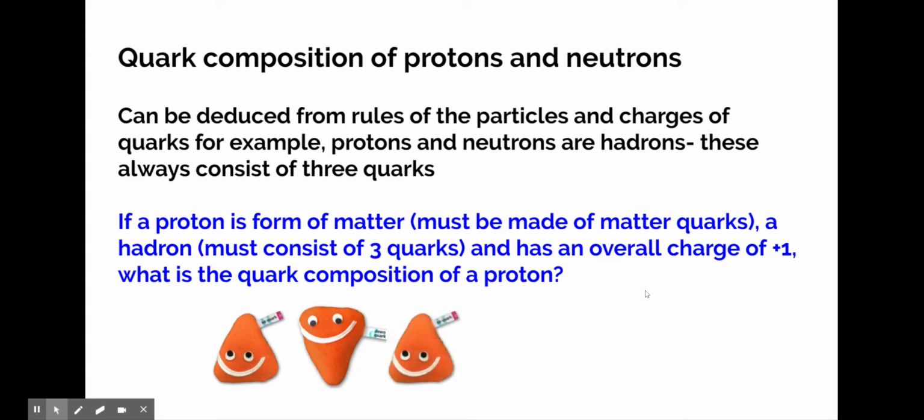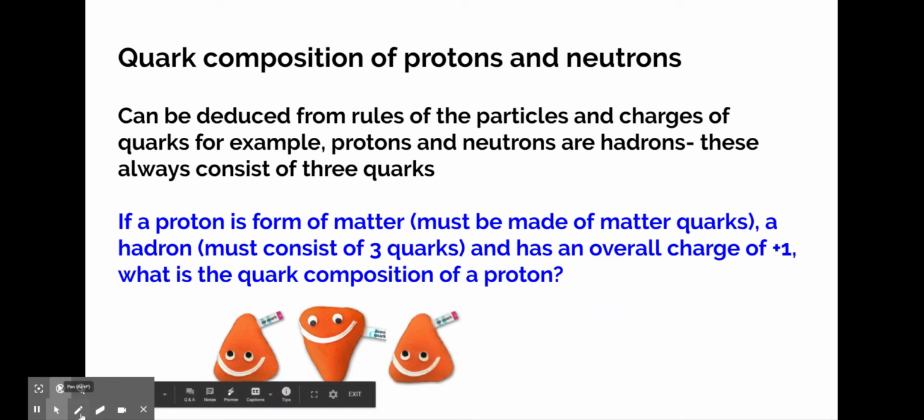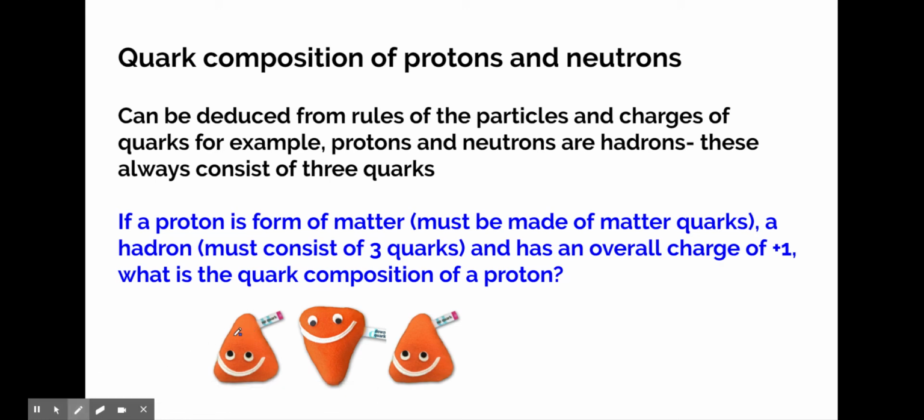All right, did you get up, down, up? If you did, I think you're right. And we can just double check it by considering the charge on these things. This guy with his smiley face, positive 2/3. This guy with his smiley face, minus 1/3. And this one, positive 2/3. So when we put those three together, we meet all the conditions necessary for a proton.